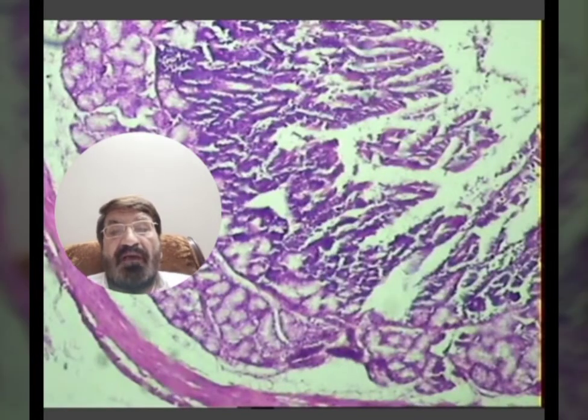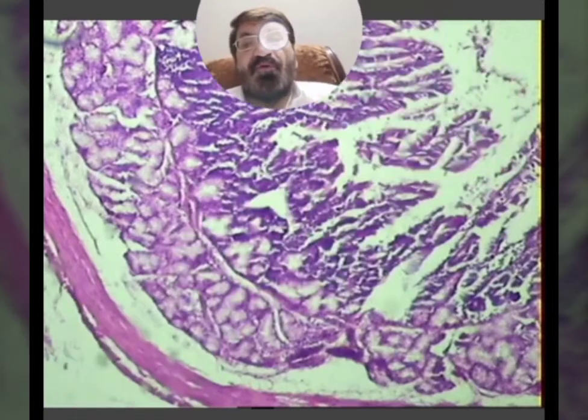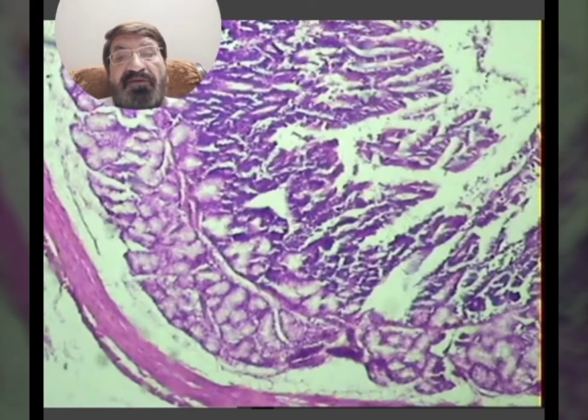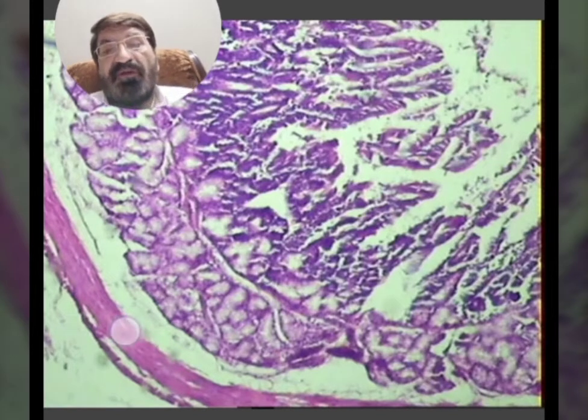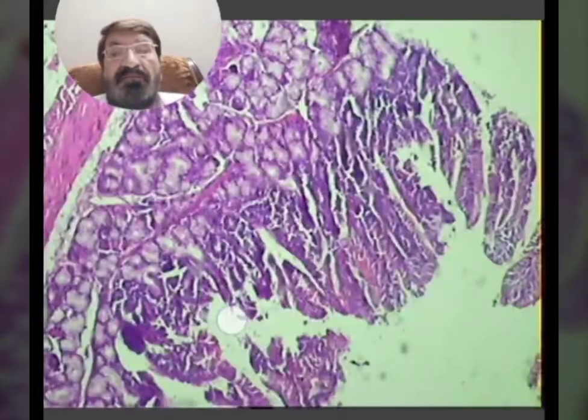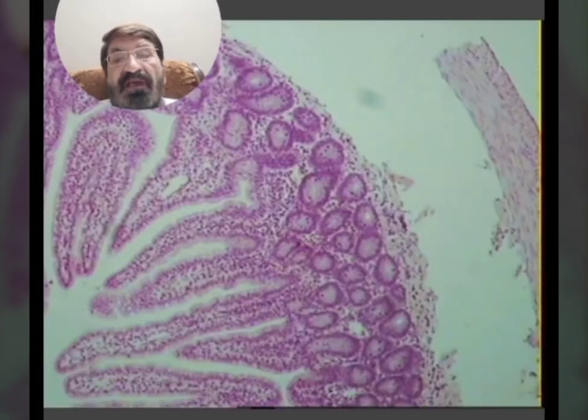This is another diagram showing all the 4 layers. This is the lumen of the duodenum. These are the leaf-like villi. These are the Brunner's glands in the submucosa. This is the muscularis externa, and this is the serosa. So you can easily identify it.